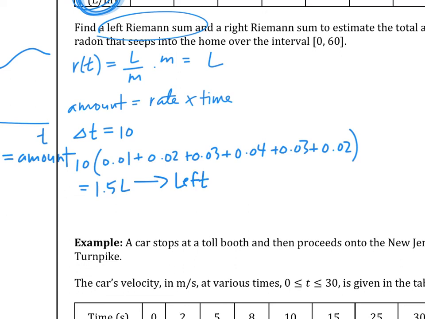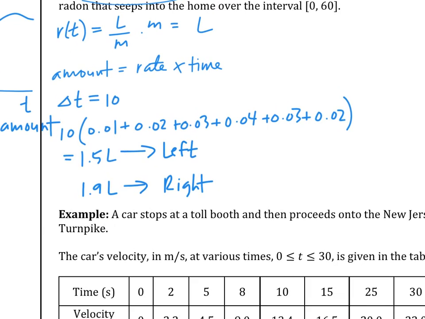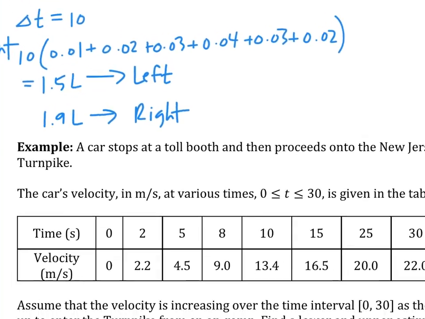What is the right Riemann sum? 1.9. How do you get that? Or could you just minus the 1 and add 1.5? Yes, that's how you do it really fast. Oh, yeah, that makes sense. All right, let's have you guys try another one, and we are done for the day.